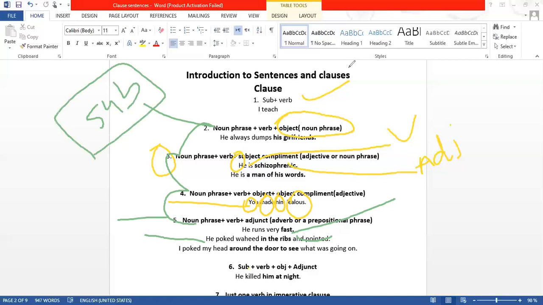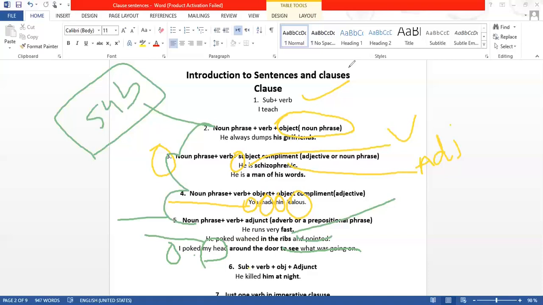A noun phrase can be a subject and it can be an object as well. So here it is just a subject. Or for example, I poked my head around the door to see what was going on. I'll just remove this one because this is another clause. So, I poked my head around the door. If you see, I is the subject, poked is the verb, my head is the object, and around the door is the prepositional phrase.